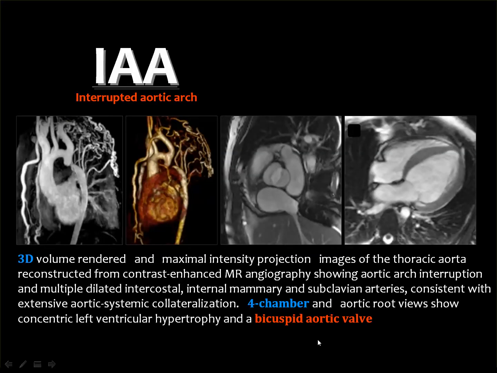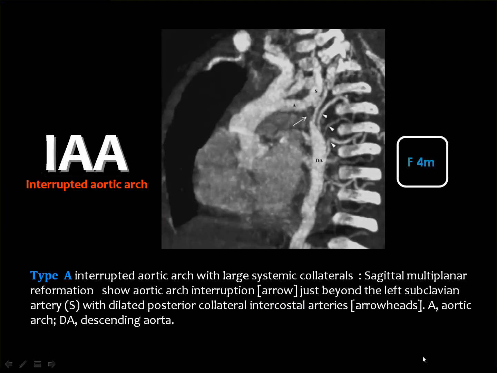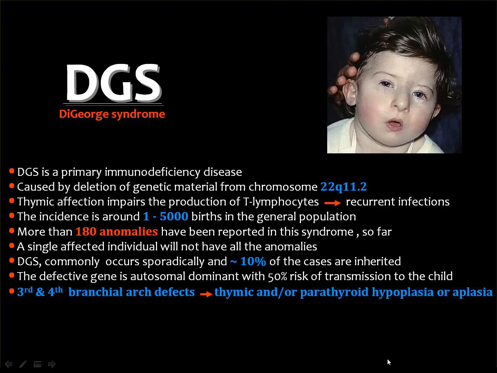This is an example of the type A aortic arch interruption after the origin of the left subclavian artery with extensive collateral circulation along the chest wall, and also you can identify the bicuspid aortic valve. Another example of type A interruption of the aortic arch, and you got the defect after the origin of the left subclavian artery, and also you can see multiple dilated collateral circulation.